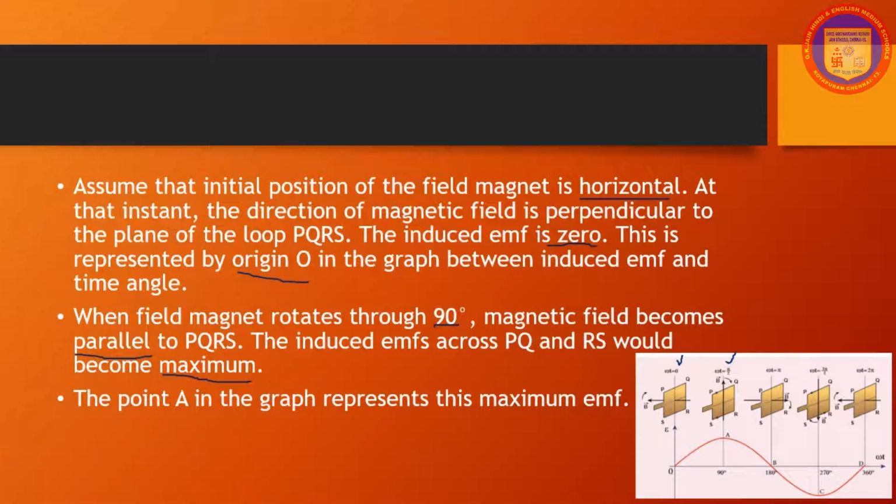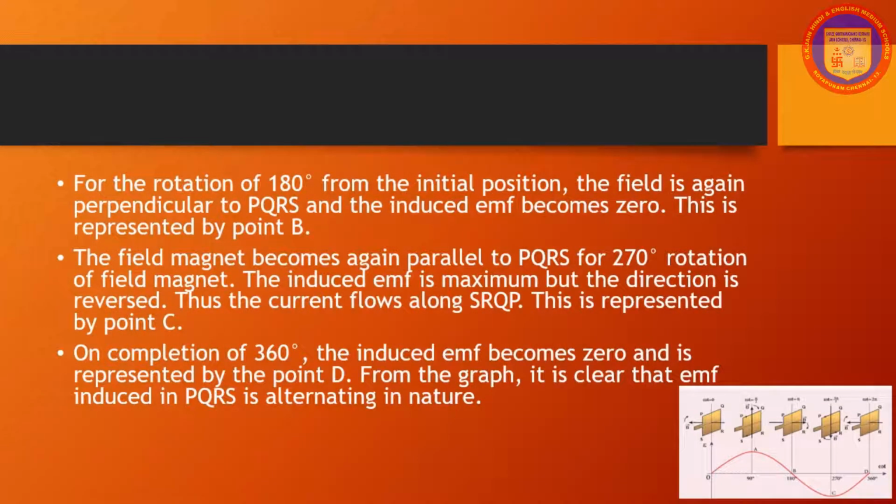For the rotation of 180 degrees from the initial position, the field is again perpendicular to PQRS and the induced EMF becomes 0. This is represented by the point B. The field magnet becomes again parallel to PQRS for 270 degrees rotation of the field magnet. The induced EMF is maximum but the direction is reversed. Thus the current flows along SRQP. This is represented by the point C.